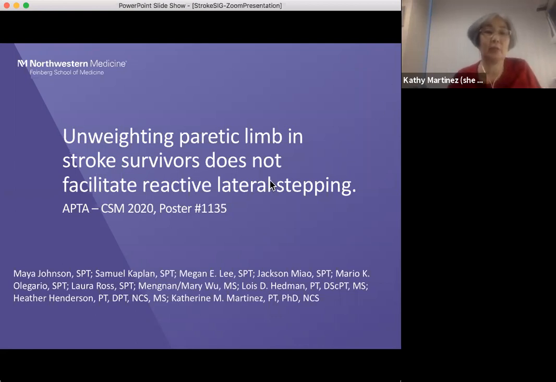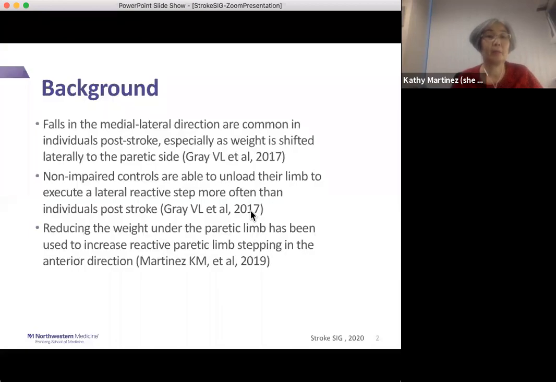Our 2020 CSM poster is titled Unweighting Paretic Limb in Stroke Survivors Does Not Facilitate Reactive Lateral Stepping. Falls in the medial lateral direction are common in individuals post-stroke, especially when the weight is shifted laterally to the paretic side. Non-impaired controls are able to unload their limb to execute a lateral reactive step more often than individuals post-stroke. Lateral steps allow for a wider base of support and minimize limb collisions over crossover steps.